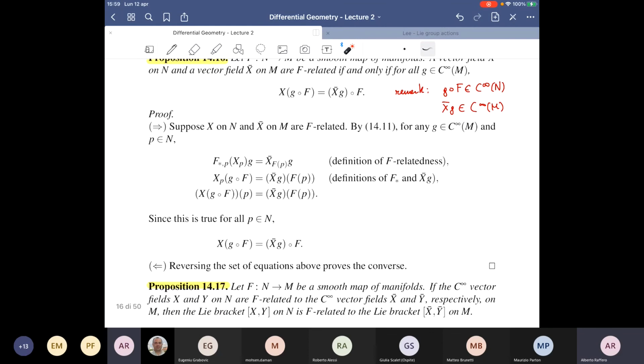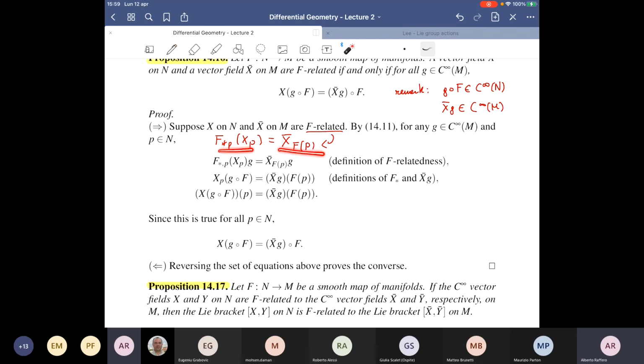And here you have a proof, which is just an application of the various definitions. If you assume that X and X-bar are F-related, then by definition, they have to satisfy this identity here for every smooth function G. So by definition, we know that for each point, the differential of F at p applied to X of p has to be equal to the vector field X-bar at the point F of p. This is the definition of F-related.